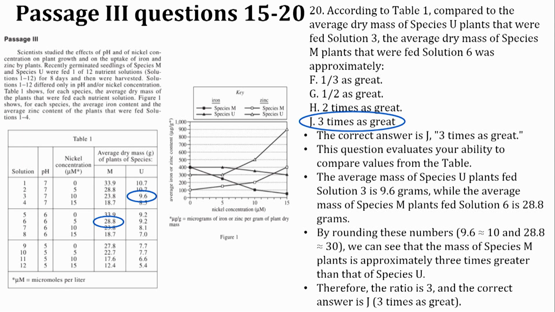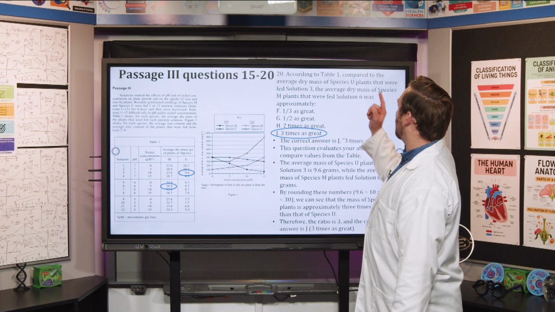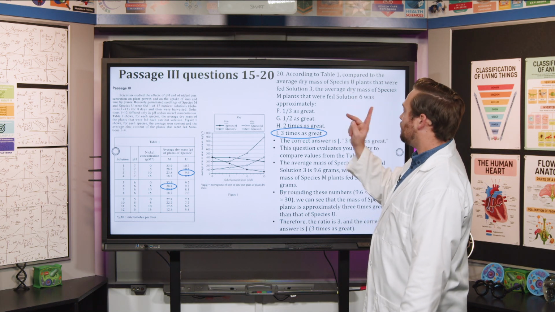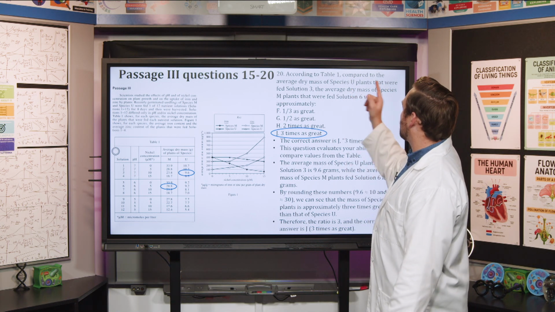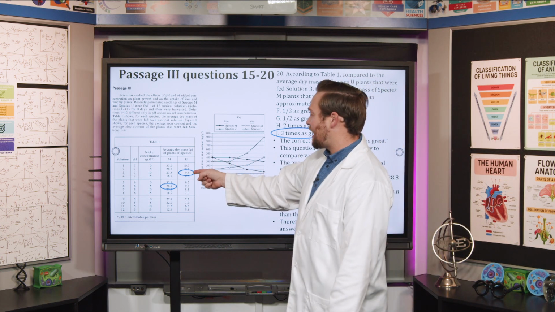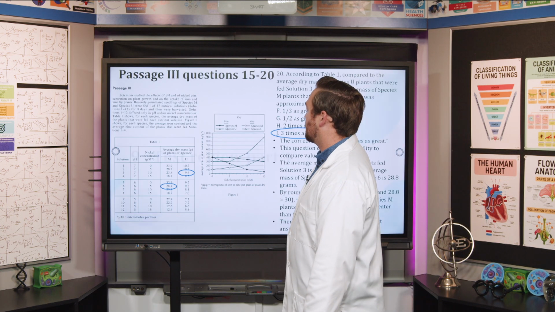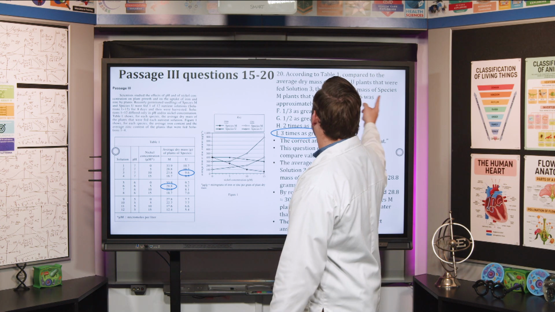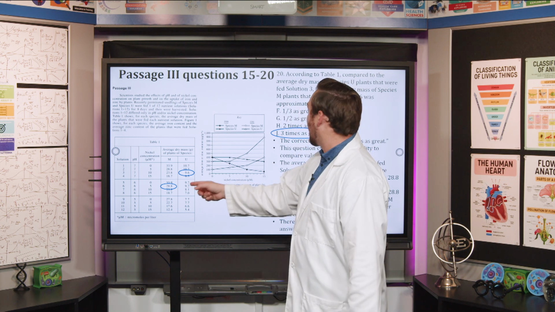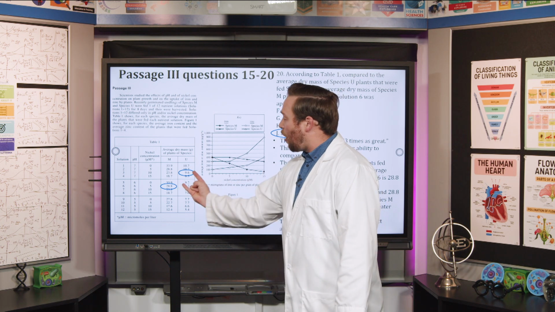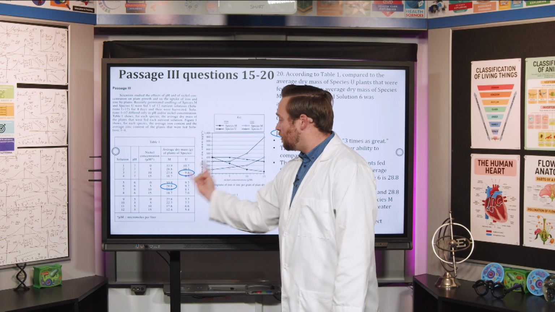So again, y'all, it's telling us exactly where to look. If you go to the question, it tells us to look at these two numbers. It says U plants that were fed Solution 3. So that's that top circle right here on the table. And then the next one says the average dry mass of species M plants that were fed Solution 6. So that's this next circle here. So I'm only looking at these 2 numbers here.